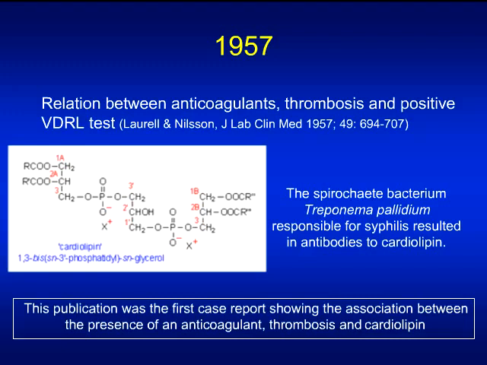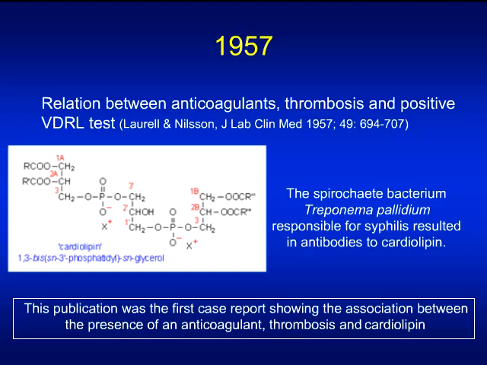That was in 1957, with the publication by Laurell and Nilsson, who showed that a patient with this inhibitor had thrombotic complications, despite the fact that he had a prolonged coagulation time. Moreover, they also described in this patient a positive test for syphilis, so this was in fact the first case report showing an association between the presence of this anticoagulant, thrombosis, and the presence of something against cardiolipin.